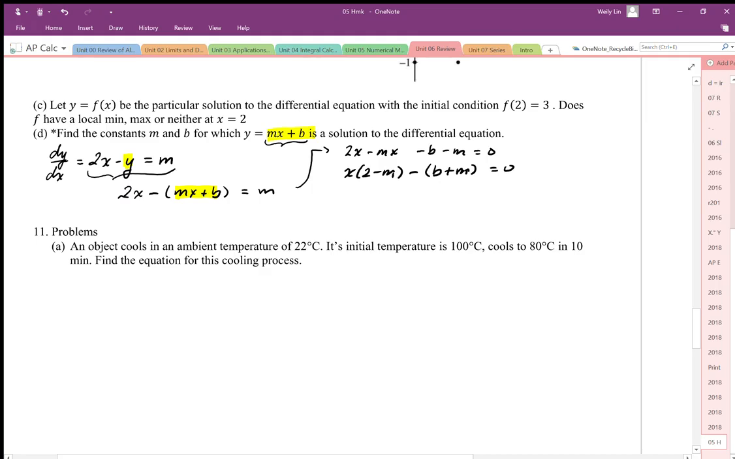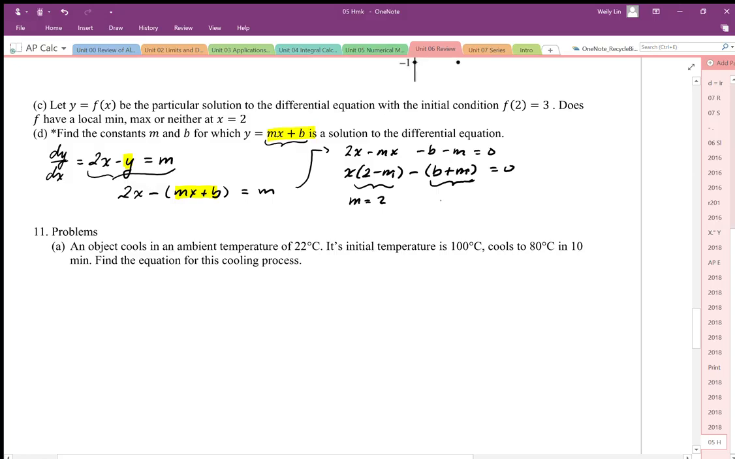Now this doesn't let us directly solve for this, but what we could say is that to solve this equation, the 2 minus m must be equal to 0, and b plus m must also be equal to 0. So I'm going to end up with this solution here. Again, the reasoning is that I need to make this equal to 0 independent of the x value. That means that this part must be equal to 0. So we end up with m equals 2, and at the same time, this must also be equal to 0.